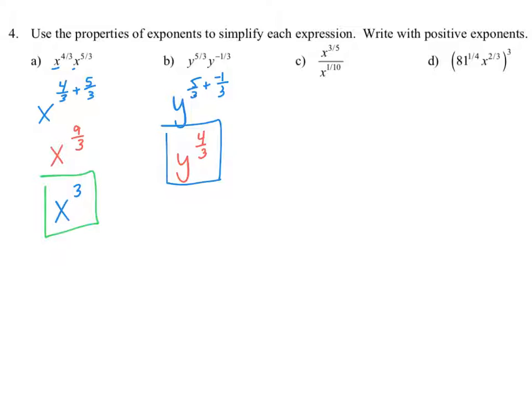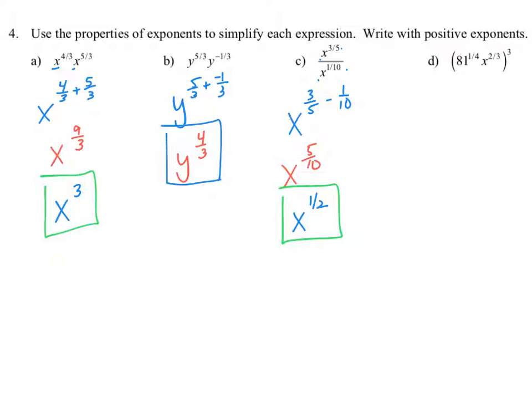In part C, we're going to use the quotient rule for exponents, where if the bases are the same, you can subtract the exponents. So this is going to be x to the 3/5 minus 1/10 for the exponents. And when you simplify that, you get x to the 5/10, which can be further simplified to x to the 1/2 power. That is our final answer.